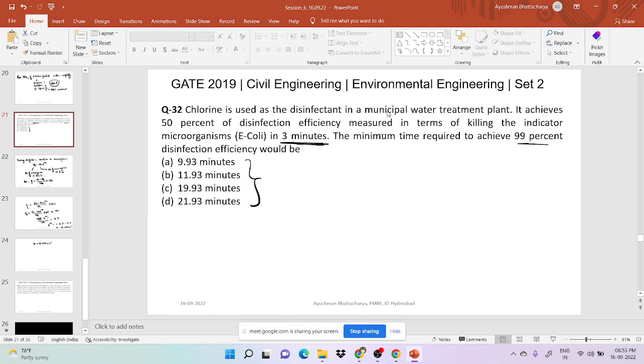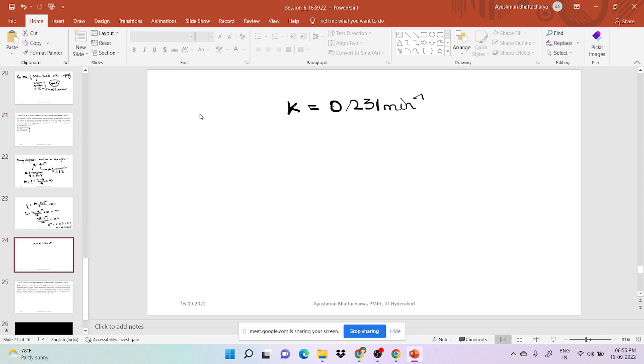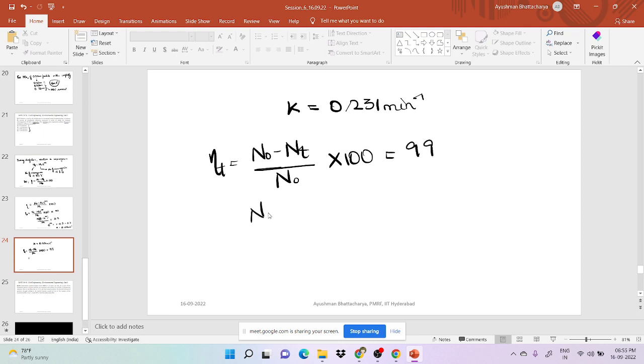But in the question, they have asked what will be the minimum time for 99% disinfection efficiency. So for 99% efficiency, we will again use the same formula: N naught minus Nt upon N naught into 100, but this time for 99% efficiency. Now we can again replace Nt by N naught e raised to minus kt. Now we know the value of k, 0.231.